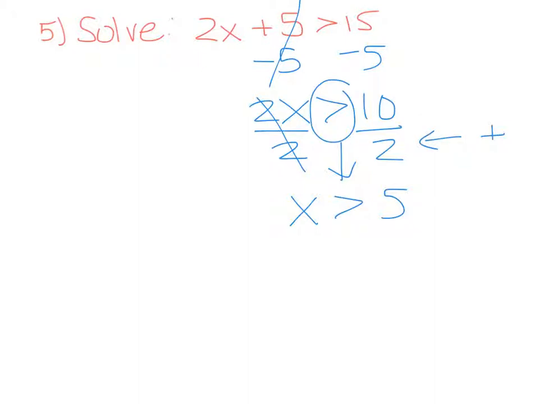And then before you can say you're done, you have to graph it on a number line. We are going to plot our number 5. We're going to use an open circle because there's no line underneath the inequality sign, and it's a greater than symbol, so we are again going to shade to the right. So our solution is any number that's larger than 5. That could be 5.01, 5.001, it could be a million, any number bigger than 5.